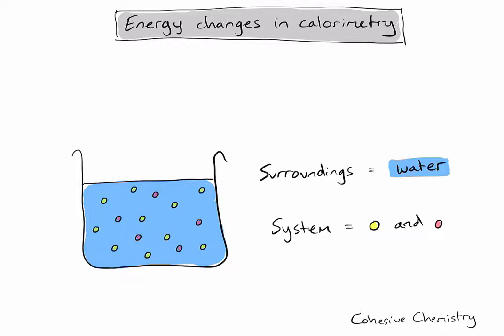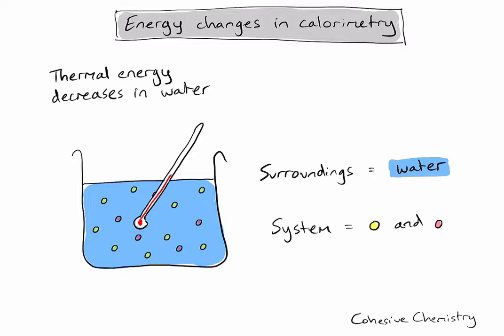So, as in the first example, if I want to measure changes in thermal energy in my surroundings, which is the water, all I need to do is stick a thermometer into my solution. Now let's imagine during this reaction the temperature of my water decreases, indicating that the thermal energy in the water has decreased. That must mean that the potential energy in my system must have increased.